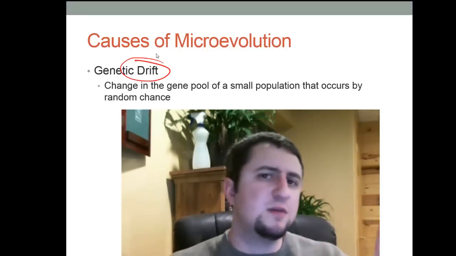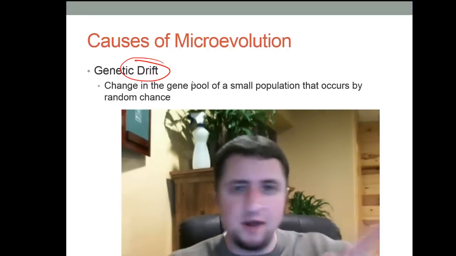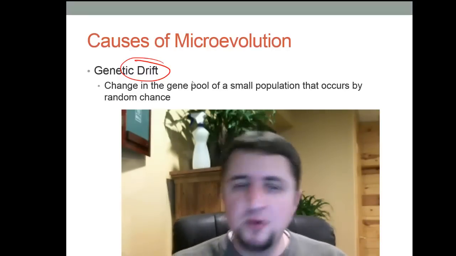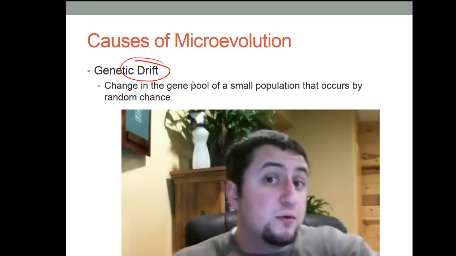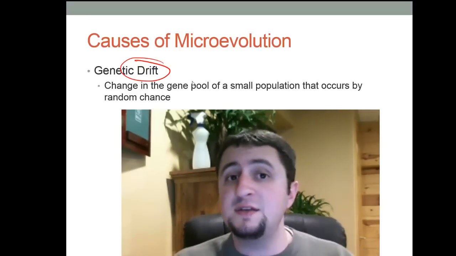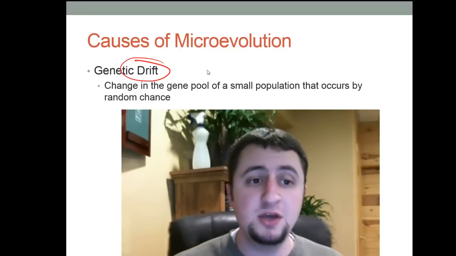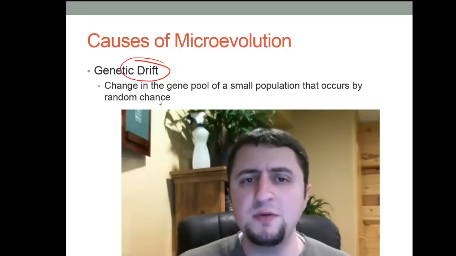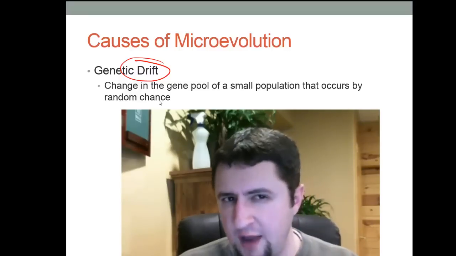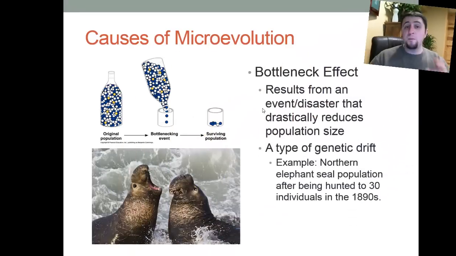If we think about what it means to drift around on a raft, it means that you're just floating around randomly. Well, genetic drift is kind of like that, where we're not actually floating around with genes, but it is a random elimination of genes from a population. So there is a change within the gene pool of a small population that occurs by random chance. And one really good example of that is the bottleneck effect.